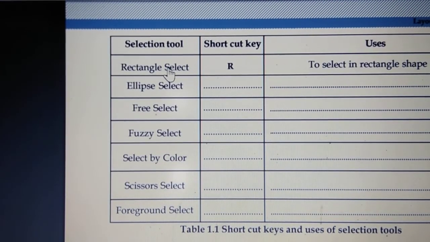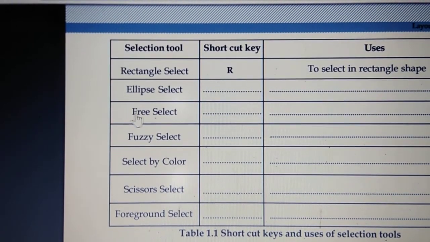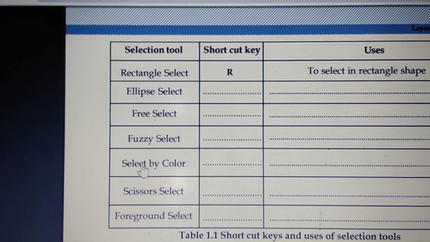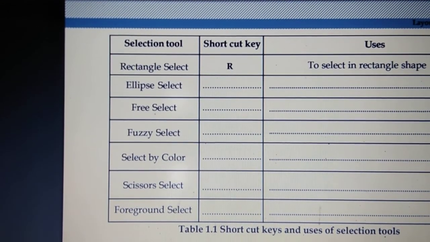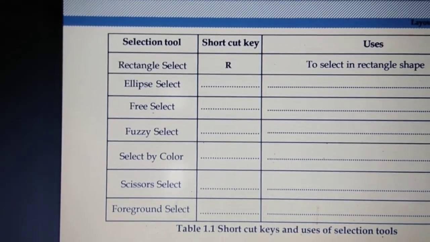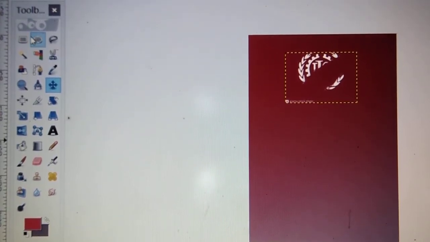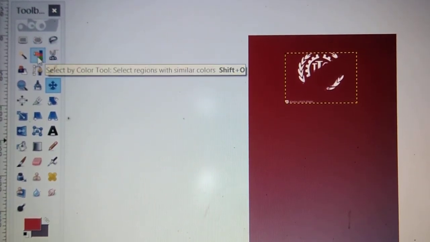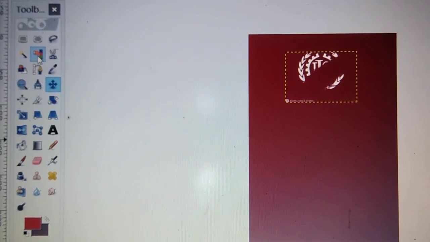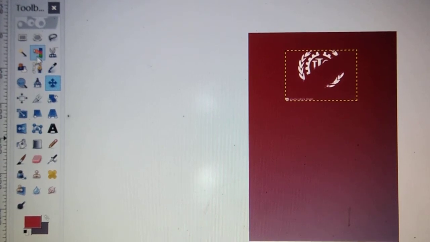Here different tools in the GIMP toolbox is listed. Rectangle select, ellipse select, free select, fuzzy select, select by color, scissors select and foreground select. In the toolbox, this is rectangle select. This tool is ellipse select. This is free select. This tool is select by color. We can read the name of the tool when we move the cursor over the tool.